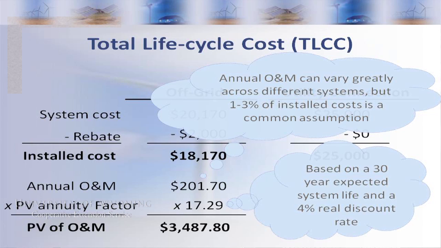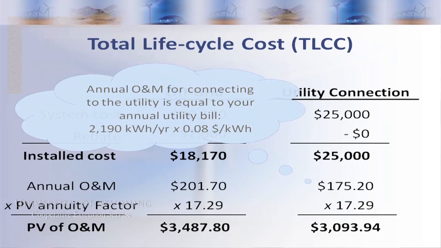Multiplying this present value annuity factor by our annual operation and maintenance, we arrive at $3,487.80. This is the present worth of all the operation and maintenance costs. Repeating the present worth of expenses for connecting to the utility, we calculate the annual operation and maintenance cost to be your annual utility bill, which for this example is $175, multiplied by the same present value annuity factor for a total present value of $3,093.94.